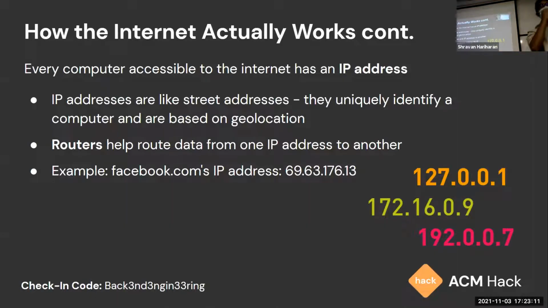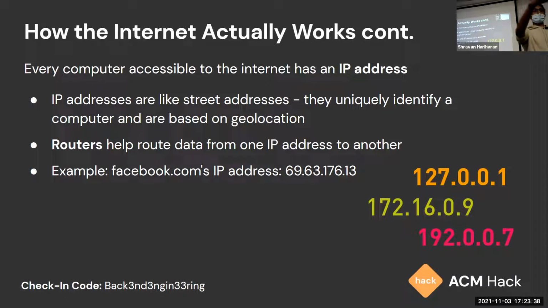Okay, so let's talk a little bit about IP addresses now. Every computer, all your computers, even all your phones, has an IP address. An IP address is basically just a street address, like for your house. It's a unique ID for every computer, and it's based on geolocation, based on where you're located. Routers use IP addresses to route data from one computer to another.